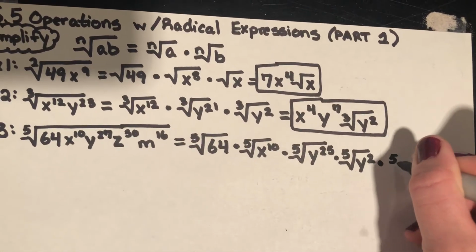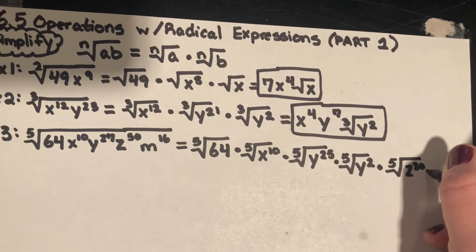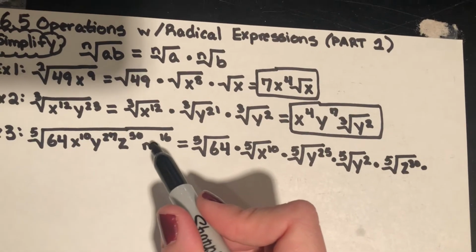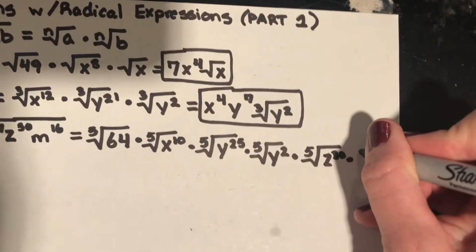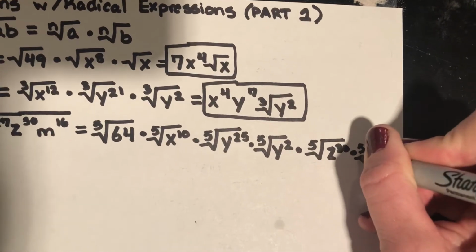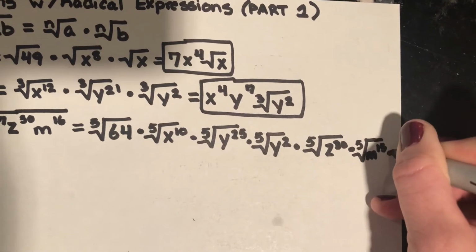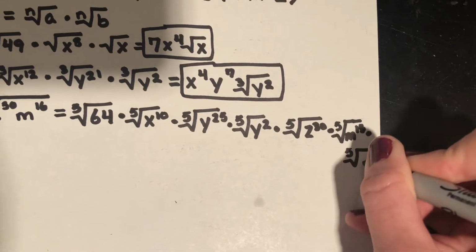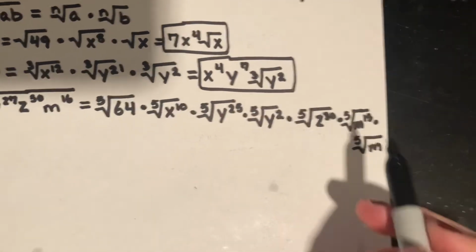So 5th root of z to the 30th. And finally, our m right here. Now, 16 does not divide evenly by 5, but 15 does. So we're going to have 2 more here. Let's see if I can fit this. The 5th root of m to the 15th times, I'm going to run off a little bit, 5th root of just m. Sorry about that at the end here.